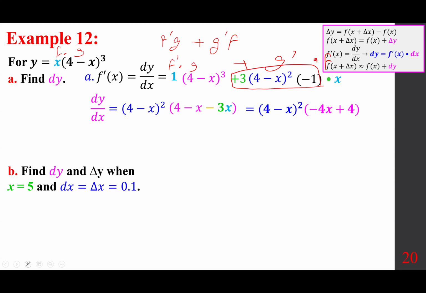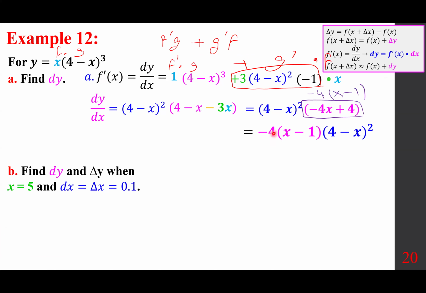And now we take the negative 4 out. So this part is negative 4 times x minus 1. And we rewrite dy dx as negative 4 times x minus 1 times 4 minus x quantity squared. Again, notice the only calculus step was the first step. And so that's dy dx. What is dy?